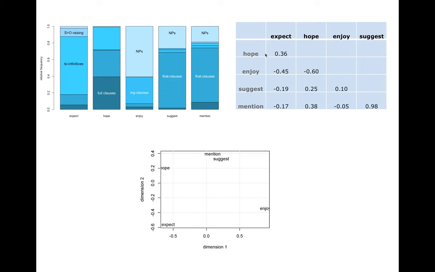There is a lot of literature out there on how exactly that functions, and I'll leave you to explore that on your own. Just to make sense of this graph here, mention and suggest are very similar, so they're plotted close to one another. What distinguishes them from the others is that they have a really strong preference for that clauses. Enjoy stands out from the set because it has a really strong preference for NPs.